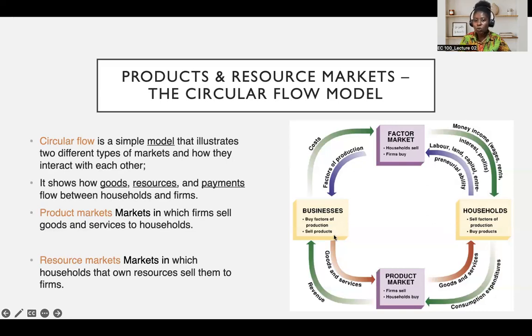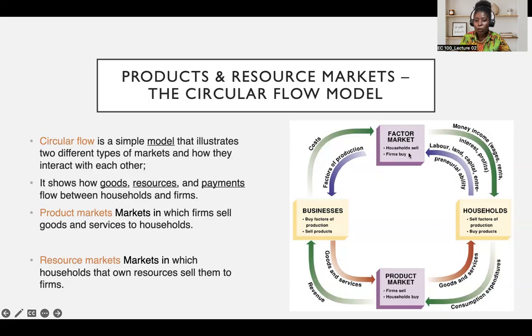So firms need to go to households and hire those services, okay? So this arrow here, this is households supplying their resources, their factors of production. If they go to the office to work, or go to the farm to farm, or they rent out a piece of land or a building for rental, they offer those services to businesses. Okay, so businesses will pay them back to get those services.